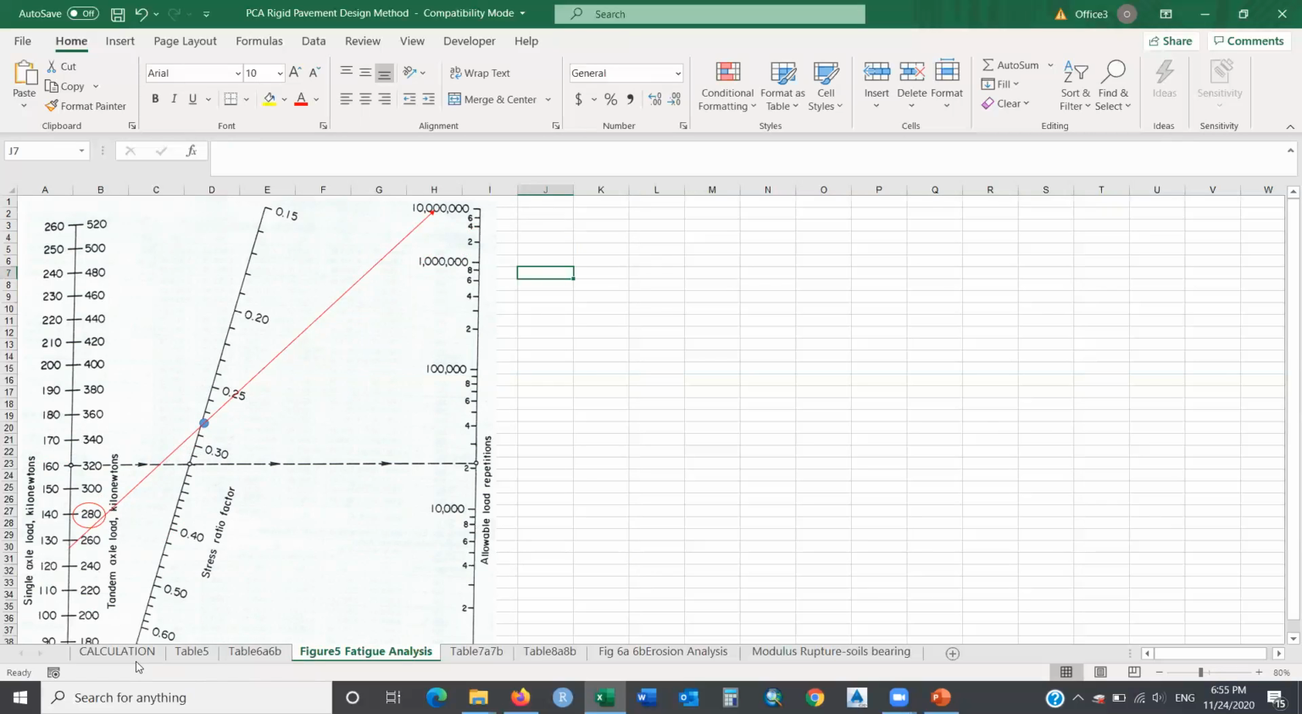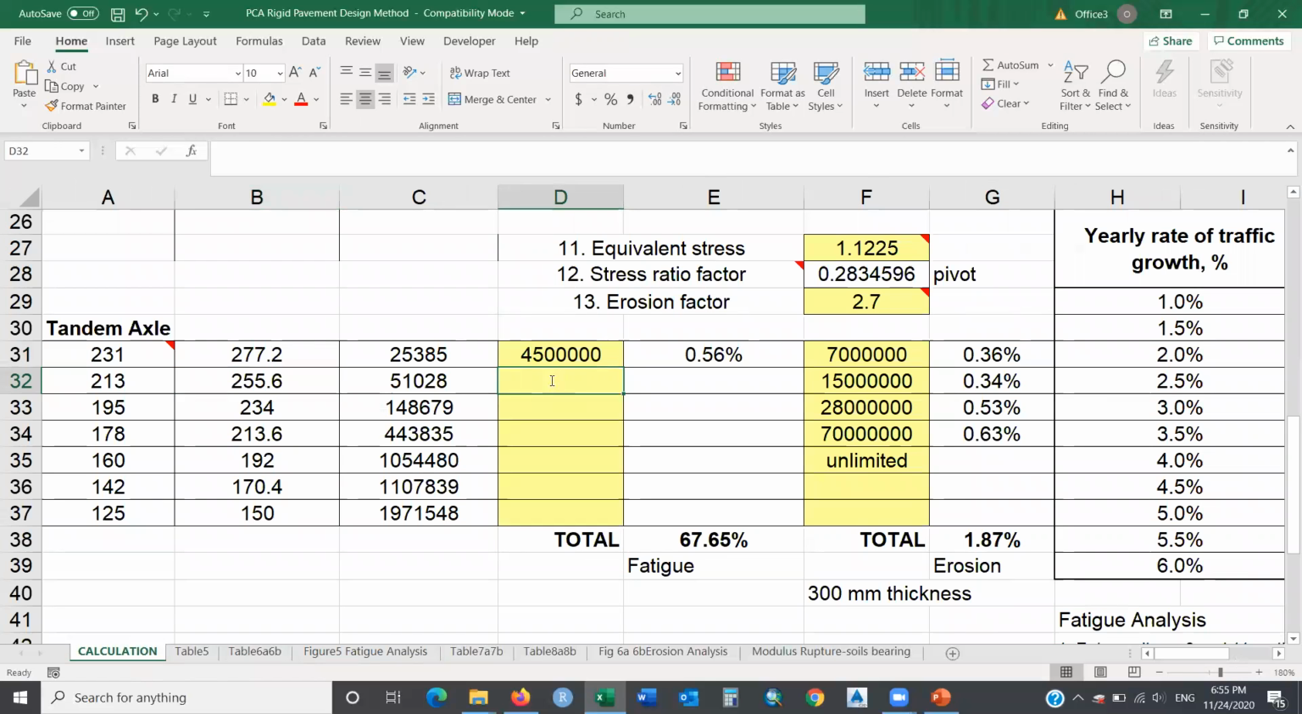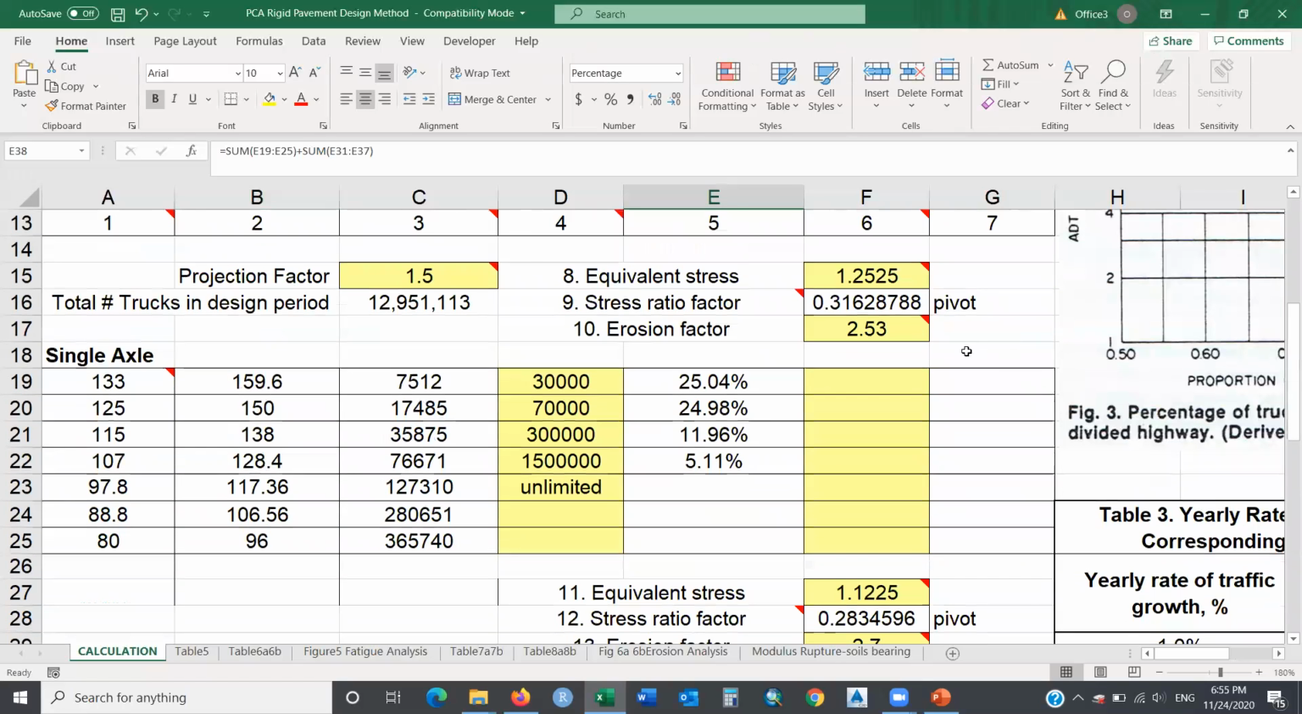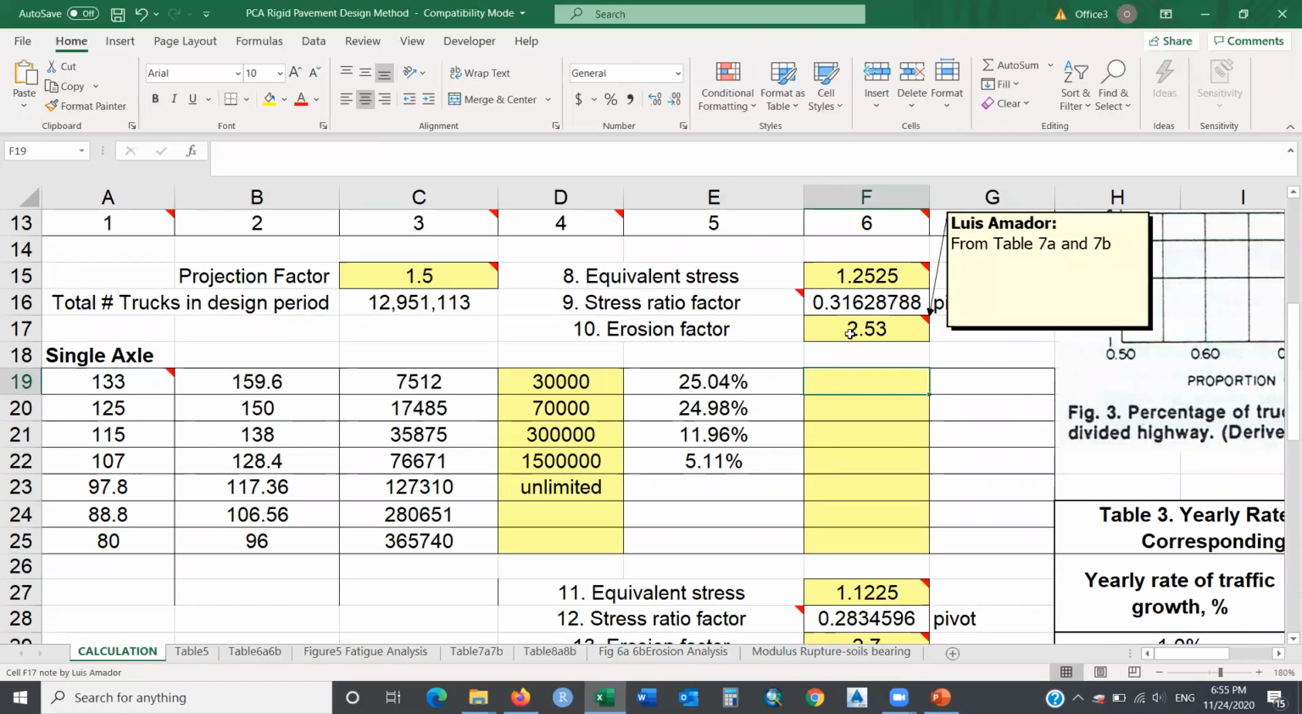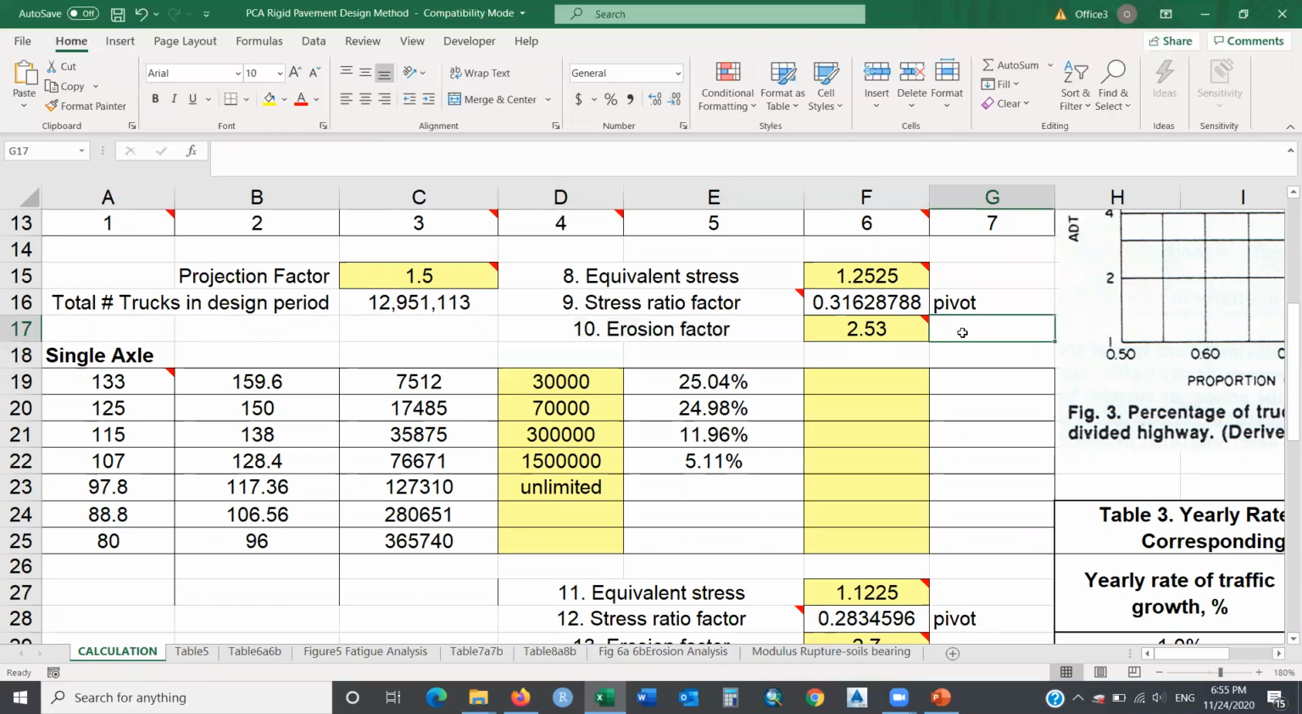Unlimited. I have used 67% of the fatigue life. What about erosion? Fingers crossed. So I will go with 253 as my pivot for erosion.